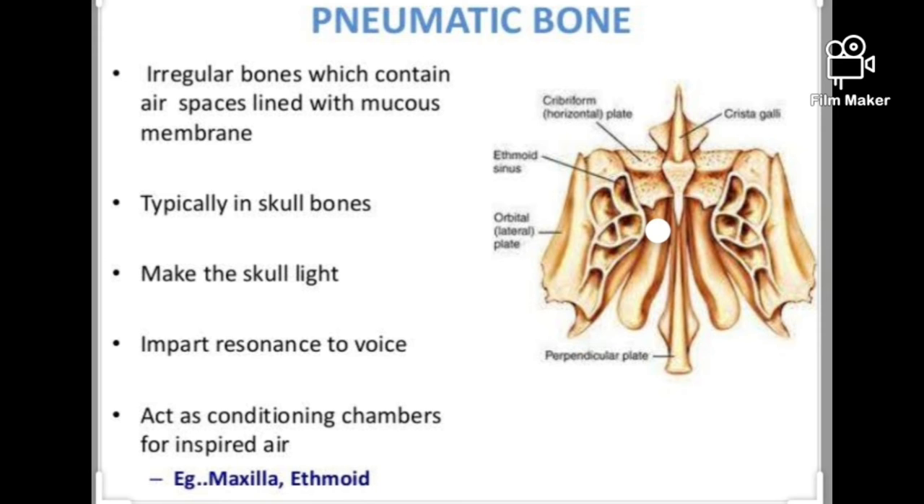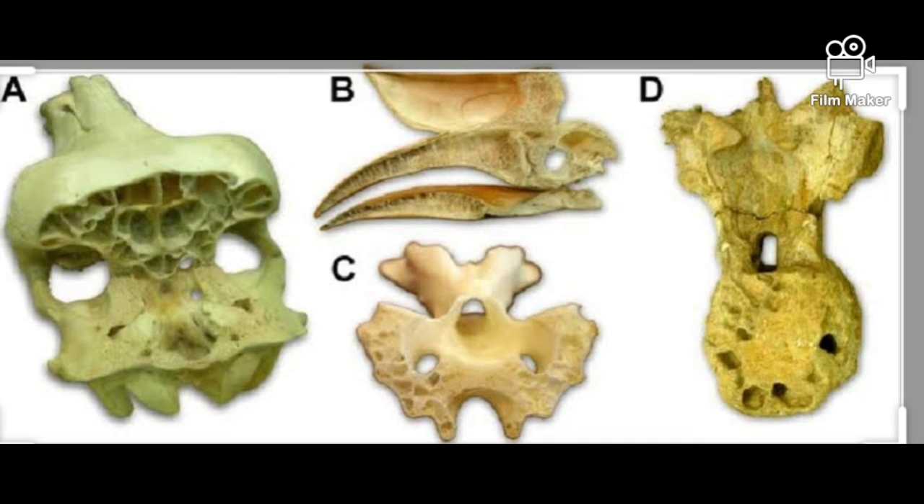Then the pneumatic bones are irregular bones that contain large air spaces lined by an epithelium layer. For example, maxilla, sphenoid, ethmoid. In the skull they make it light in weight, help in resonance of the voice, and act like an air conditioner for the chambers for inspired air.